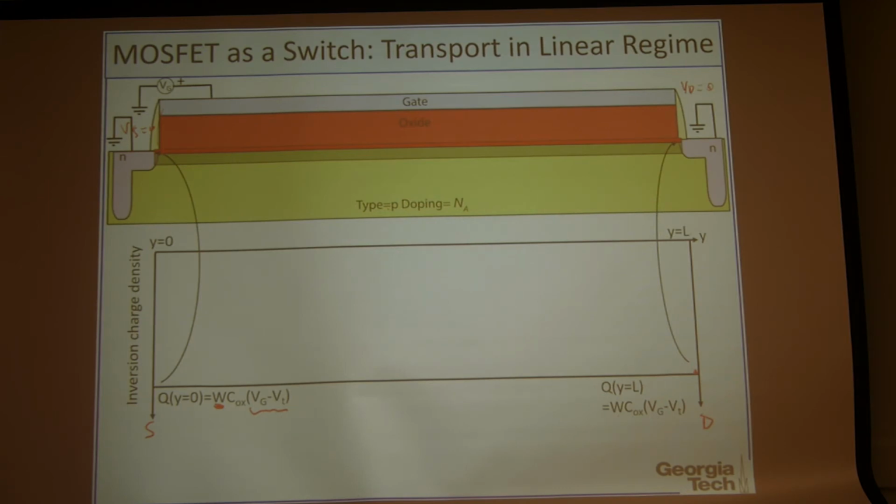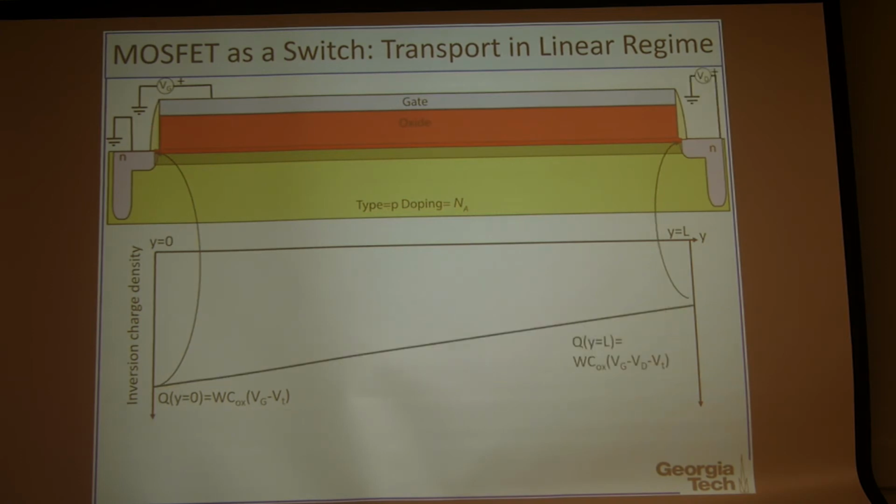So this is the same. Now, to get the current flow, we need to create Vd larger than 0. So if Vd is larger than 0, here we will see that the electron density to the drain side will be reduced. Why is that? Because now the voltage across this capacitance will be smaller.